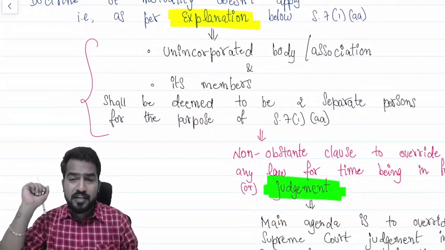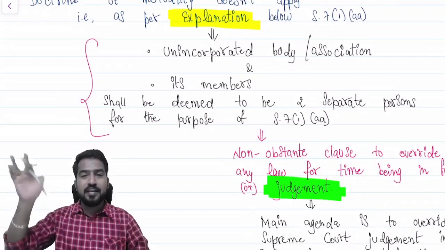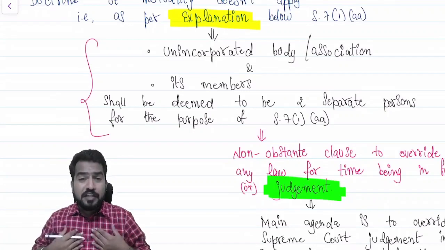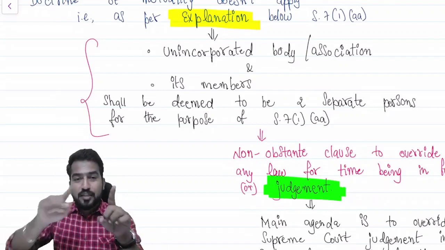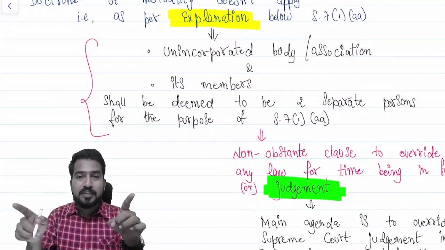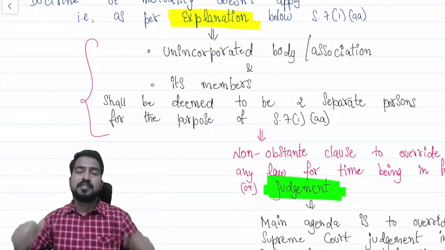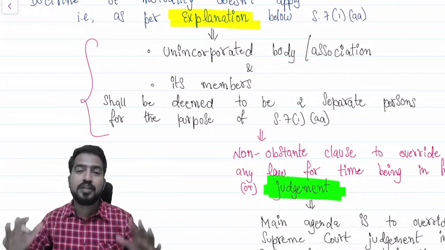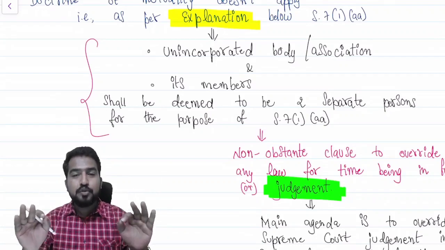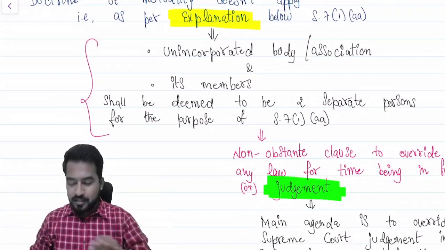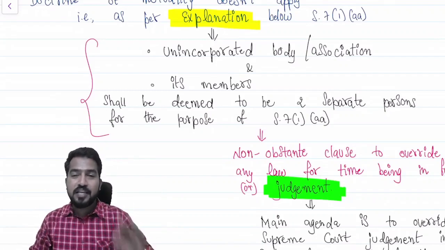There is a non-obstante clause, my dear friends, understand. That means notwithstanding anything contained in any other law for the time being in force, for the purpose of section 7 subsection 1 clause AA, any transaction between an unincorporated body and its members shall be treated as a transaction happening between two different persons, no matter whether they are actually different persons or not. For the purpose of this clause, we are assuming there are two different persons. That is the amendment in section 7, subsection 1, clause AA, my dear friends.